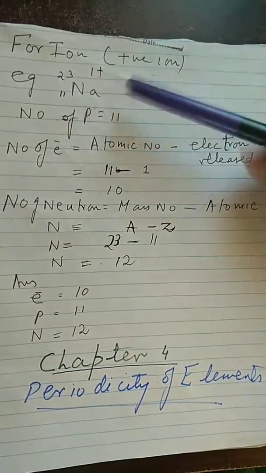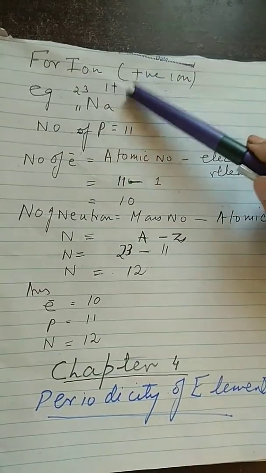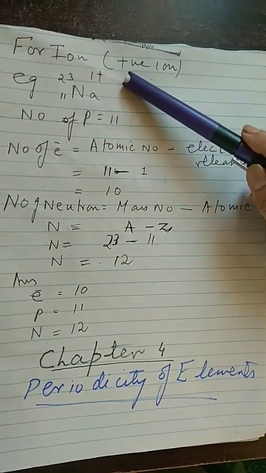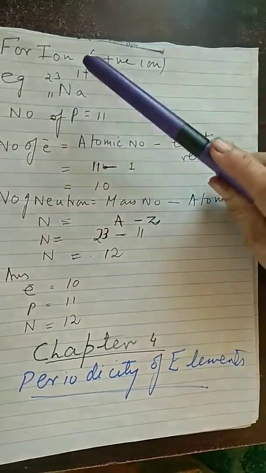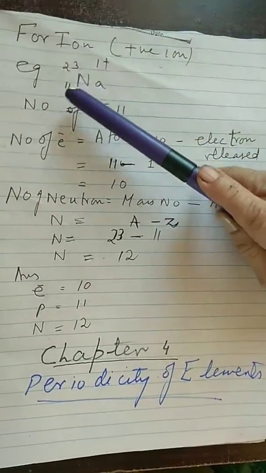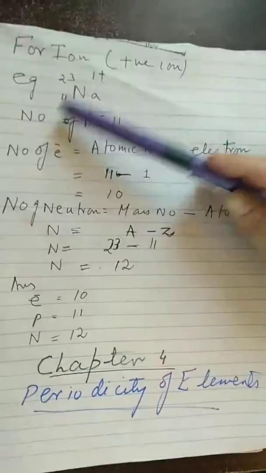Consider this sodium. You know the atomic number is 11 and the mass number is 23, and it is 1 plus. It means the charge on this is 1 plus. Now atomic number, you know, is 11. Mass number is 23. Z is equal to 11 and A is equal to 23. So the number of protons is directly equal to 11.